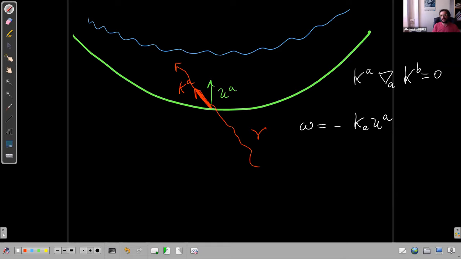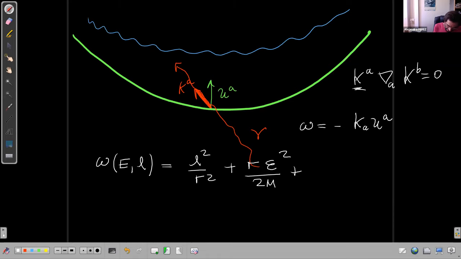And by using the conserved quantities I gave you at the beginning, the fact that you know k locally everywhere in the space-time in terms of the conserved quantities, you find the following interesting result. The omega measured by this natural observer falling into a singularity depends on the energy of the photon and the angular momentum of the photon, the two conserved quantities, and it goes like L squared over r squared plus r times E squared over 2M, plus corrections of order r over M squared.